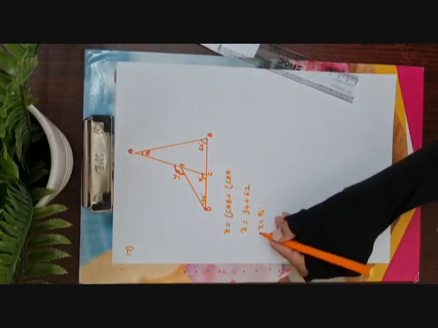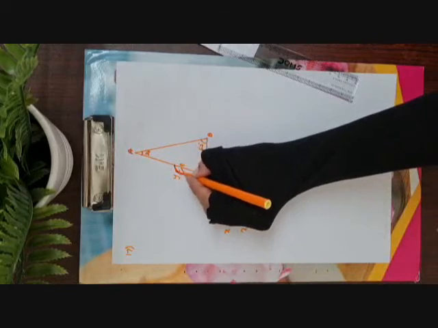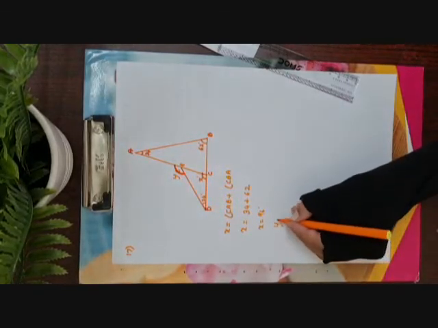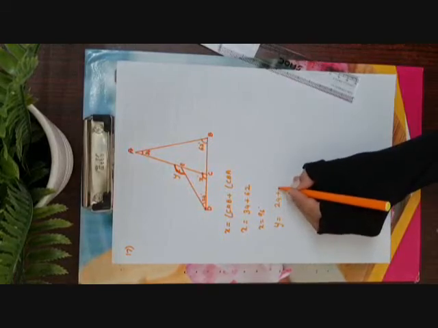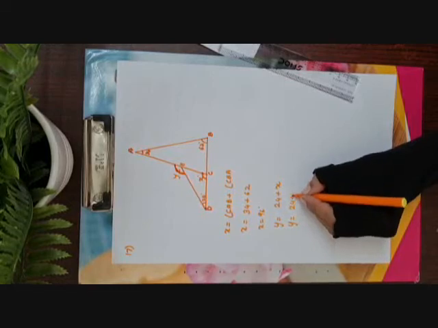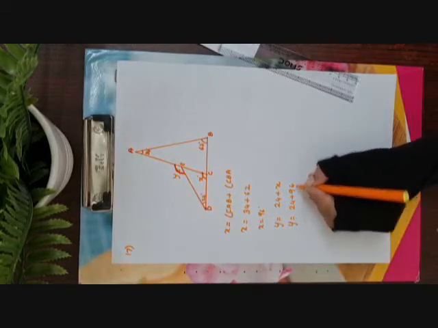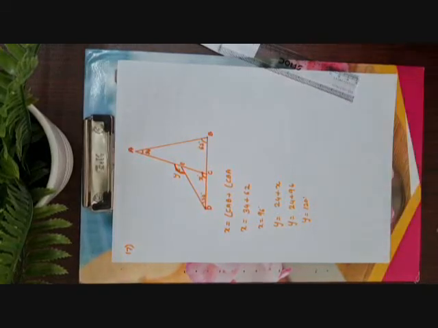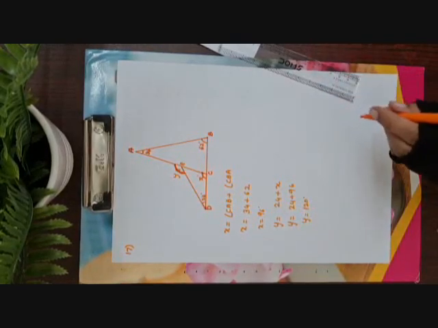Okay children, then we have this as an exterior angle for triangle EDC. So y will be equal to 24 plus x. We got the value of x as 96 degrees. So y is equal to 24 plus 96. Y is equal to 120 degrees. Very simple, no children? Please practice it on your own.